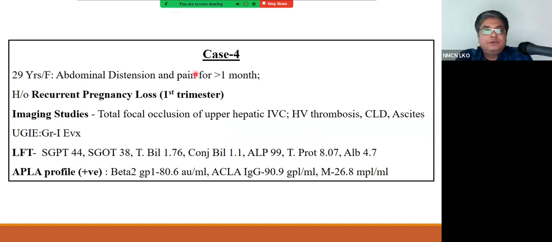So as case 4, a 29-year-old female patient with abdominal distension and pain for 1 month, history of recurrent pregnancy loss in first trimester. Imaging studies: total focal occlusion of upper hepatic IVC, hepatic vein thrombosis, CLD, ascites. Upper GI endoscopy revealed grade 1 varices. LFT was just marginally altered, with protein levels on the higher side. Doppler profile was positive.